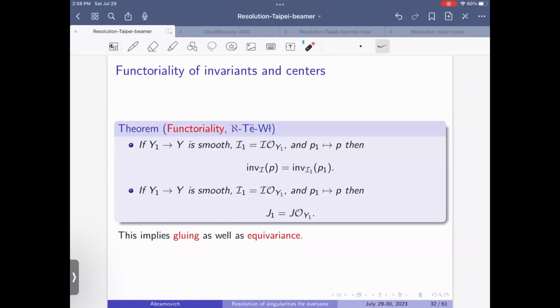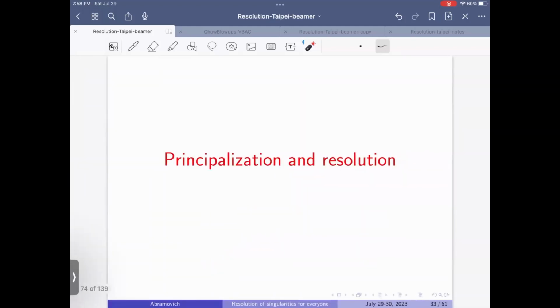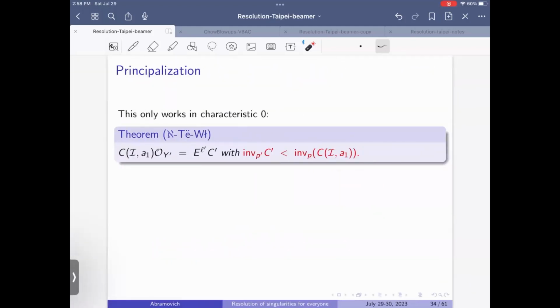And finally, I'll state the main result, which only works in characteristic 0. I guess, okay, so now I told you that I'm doing it in characteristic 0.